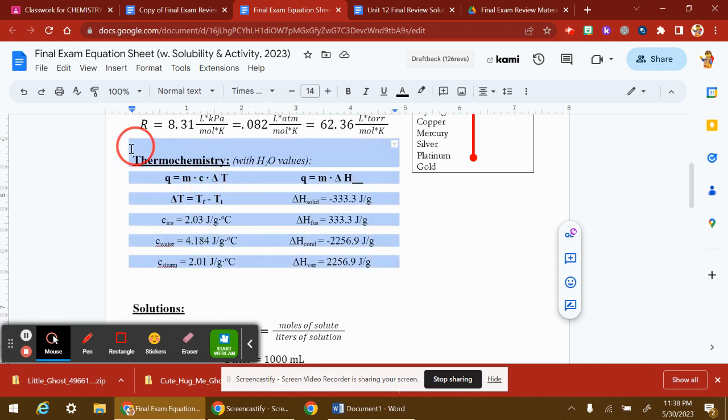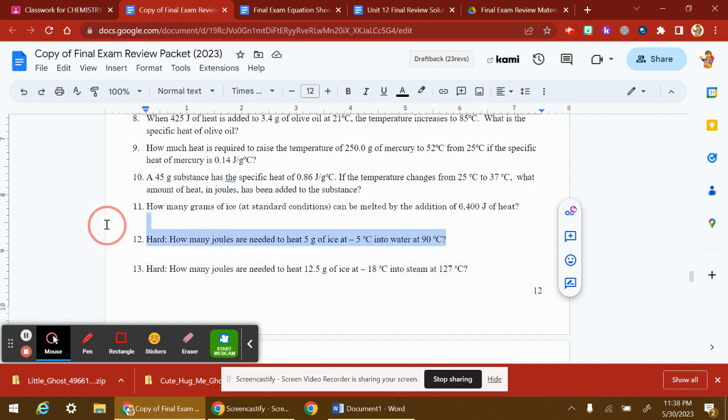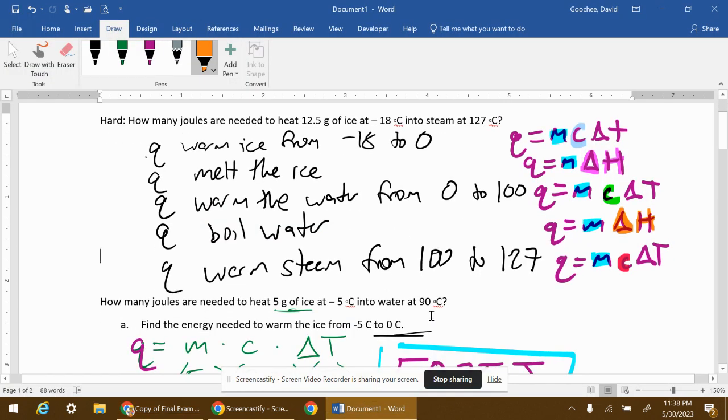But again, you're not going to have to solve a 5-stepper. The most I will give you on the final is 3 steps, like number 12. So I'm not going to go through all this.